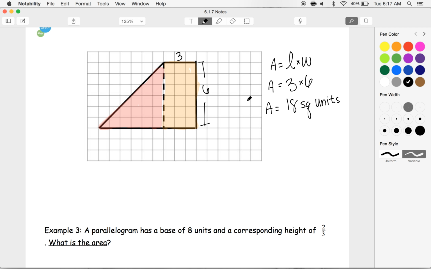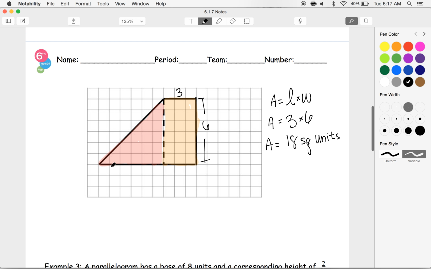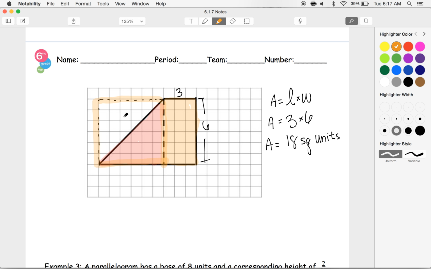Okay. So now I need to figure out, well, what's the area of the triangle? Well, I don't really have a formula for a triangle, so what if I look at it as if it was an entire square? So just for a minute, I'm going to pretend it's this whole thing. And we've learned that these squares can be cut in half to make two triangles. So if I find the area of the whole thing, half of it will be the area of the triangle. So this is 1, 2, 3, 4, 5, 6. This is 1, 2, 3, 4, 5, 6.